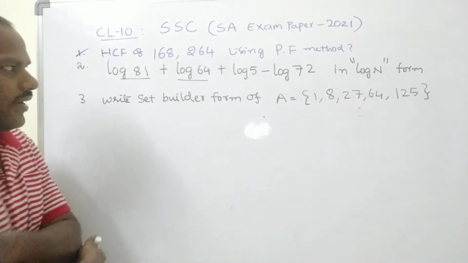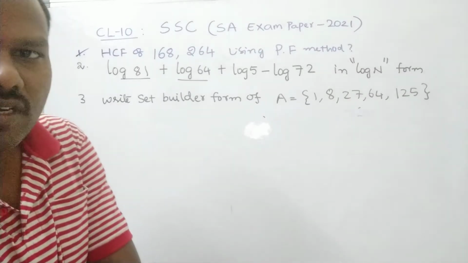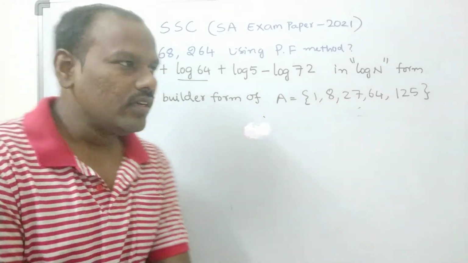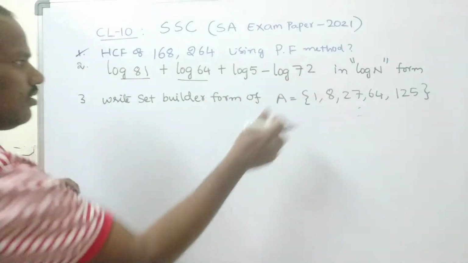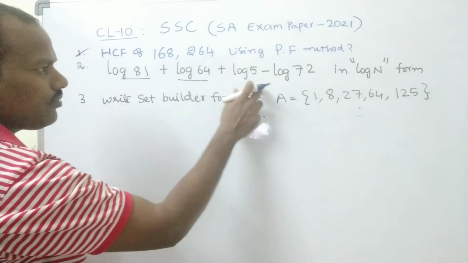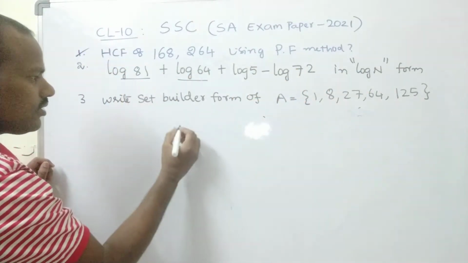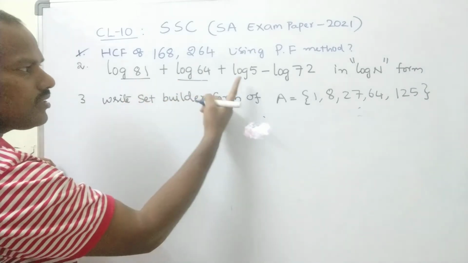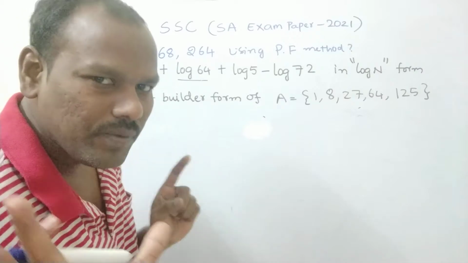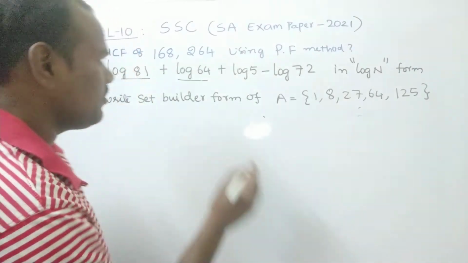Write log 81 plus log 64 plus log 5 minus log 72 in log n form, which is also called shortcut form. Log n form means after log there should be only one number, though we have 81, 64, 5, 72. It is looking like log a plus log b plus log c. Log a plus log b equals log of a into b. Addition will become multiplication, we know it.